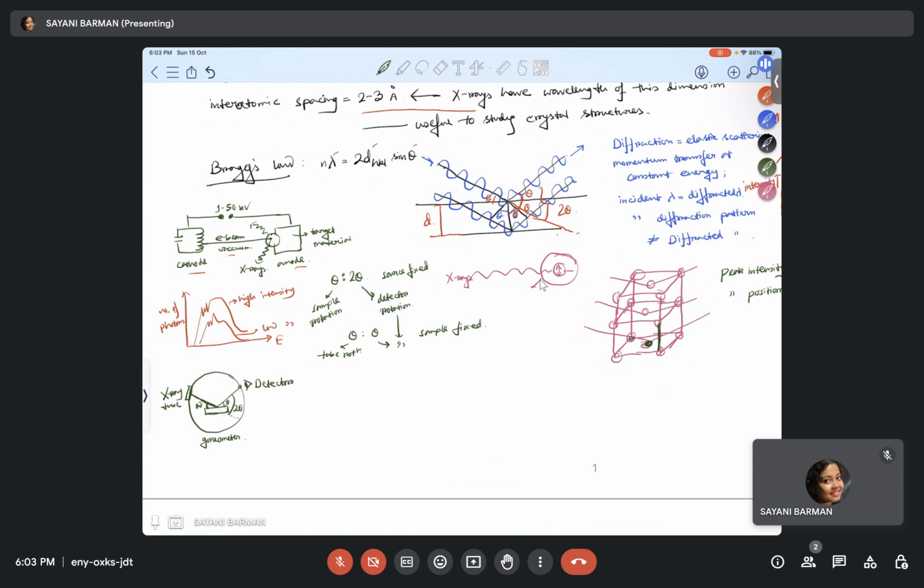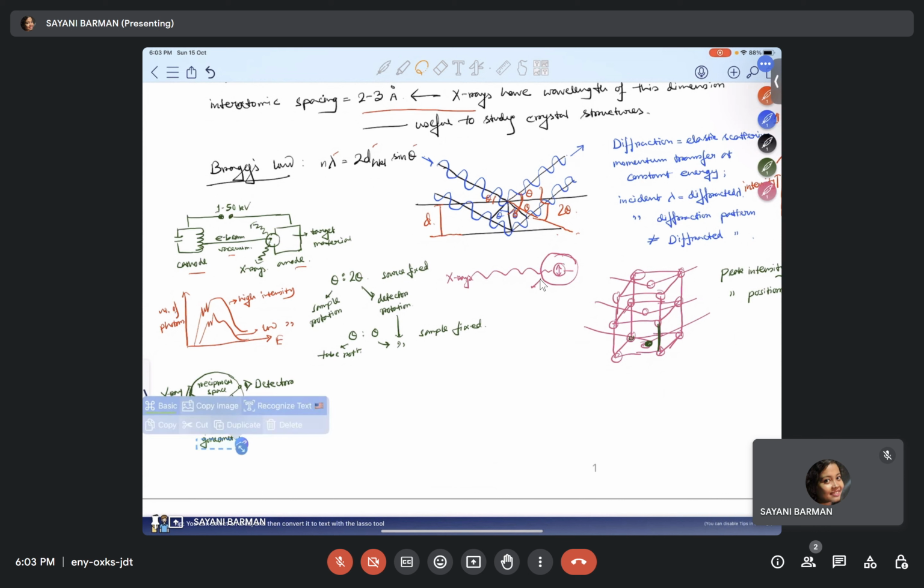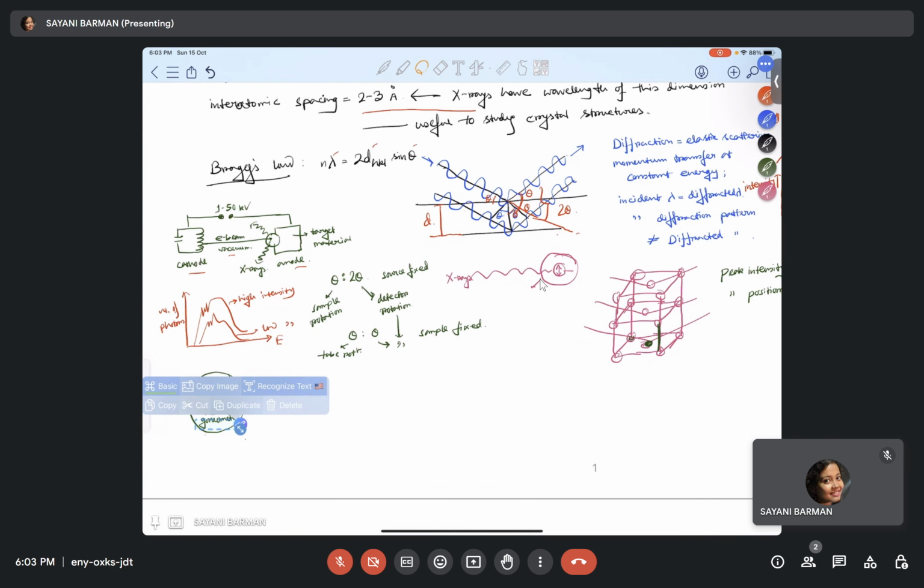Now, the space inside the circle is called the reciprocal space, and the whole thing is called the Ewald sphere, named after the scientist Ewald. Omega is the incident angle and 2 theta is the diffracted angle. So omega is half of 2 theta, equal to theta, right?